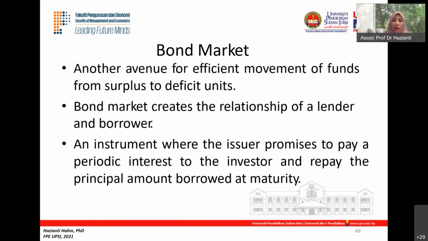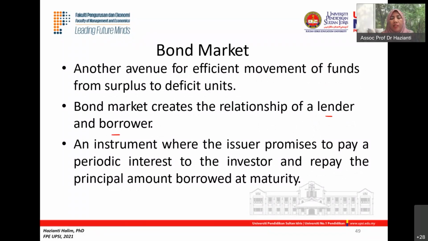Also another avenue for efficient movement of funds from surplus to deficit units. Alright, so the bond market creates the relationship of a lender and a borrower. Nampak tak? Tadi for common stock ni is not a lender and borrower. It is an investment. You are interested in that particular company, in that particular stock, and you buy. So you become the investor and you have the percentage of ownership.